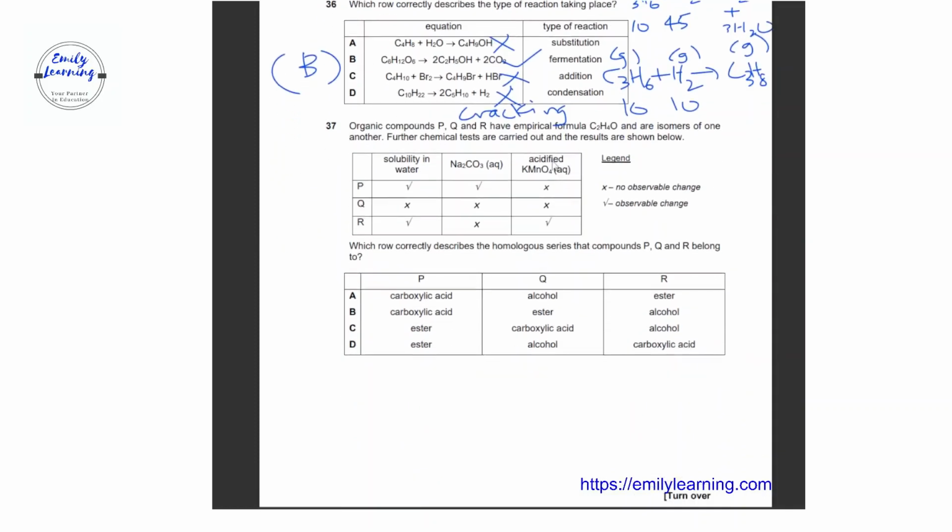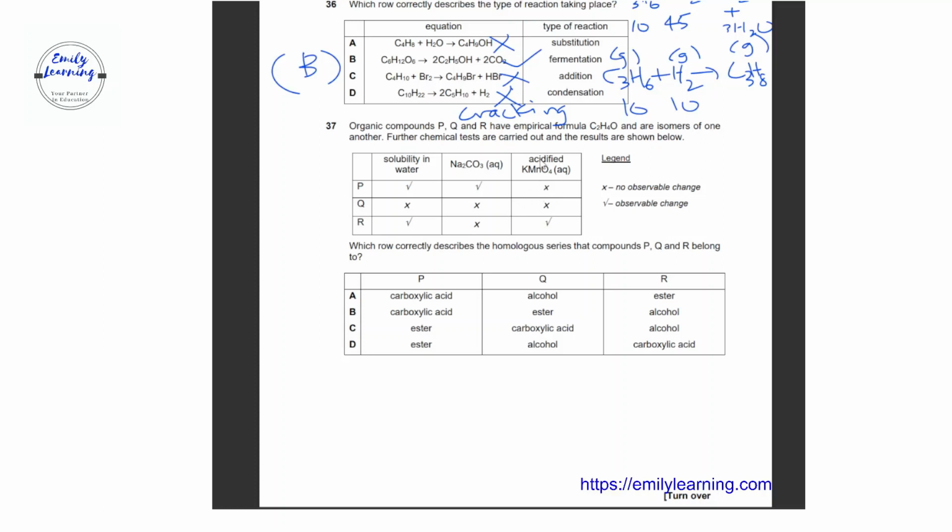Moving on to 37, organic compounds P, Q, and R have an empirical formula C2H4O and are isomers of one of the following. Further chemical tests are carried out and the results are shown. So P, Q, and R are all C2H4O and they're isomers of one another. We know that P and R are soluble in water, but not Q. Only P reacts with sodium carbonate but not Q and R. Then only R can be oxidized by acidified KMnO4.